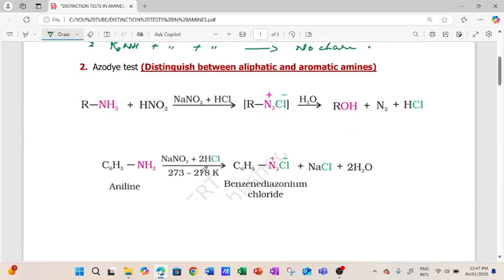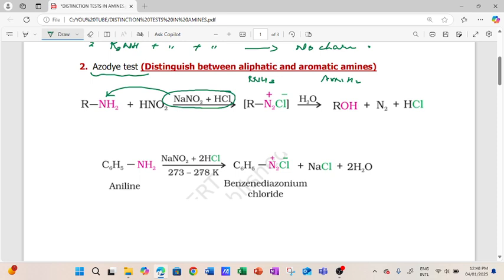The second type is how can we distinguish aliphatic and aromatic amine. Aliphatic is RNH2 and aromatic is ArNH2. How can we distinguish? Here we can use the azo dye test. So for azo dye test, we need to have a diazonium salt. So first we need to prepare diazonium salt by using the diazotization method. Diazotization is adding NaNO2 and HCl, this mixture, to an amine.